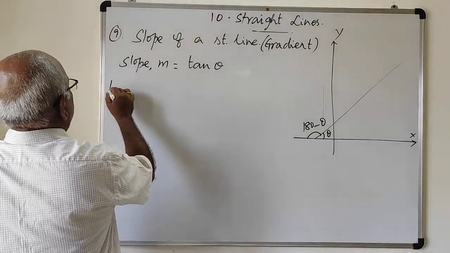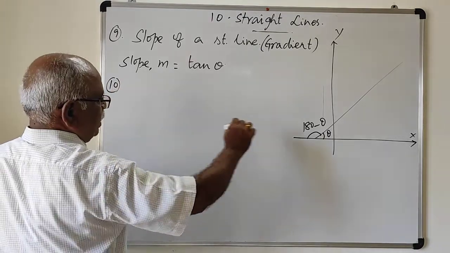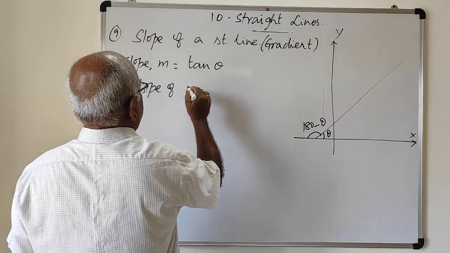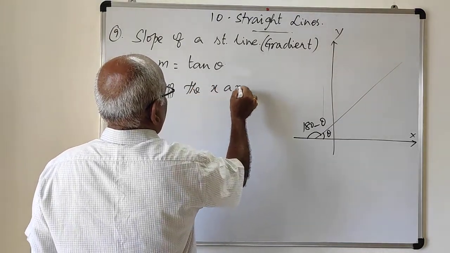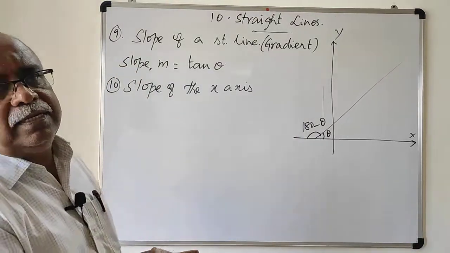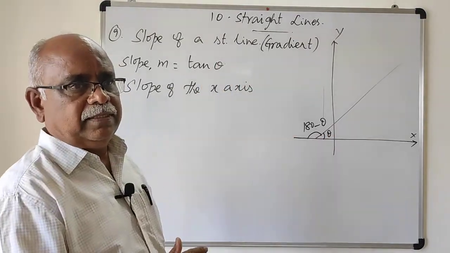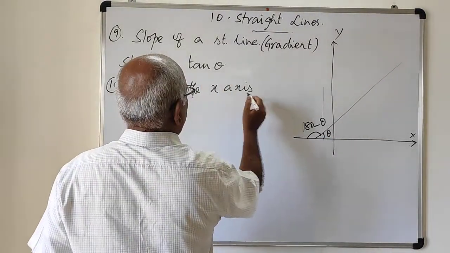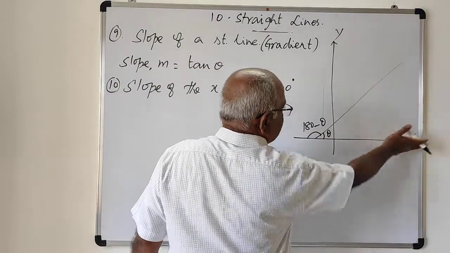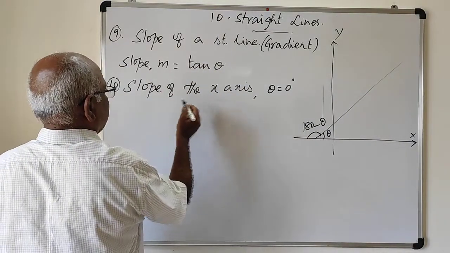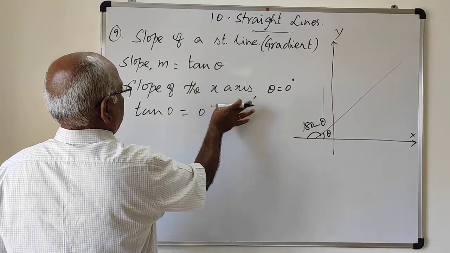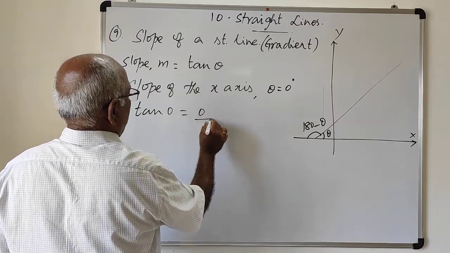Now I am going to explain the slope of the x-axis. What is the slope of the x-axis? What is the angle made by the x-axis with the x-axis in the positive direction? In this case, theta is 0 degree. Therefore, the slope of the x-axis is tan 0, which is equal to 0. So the slope of the x-axis is 0.